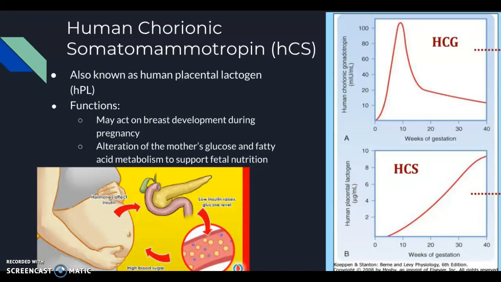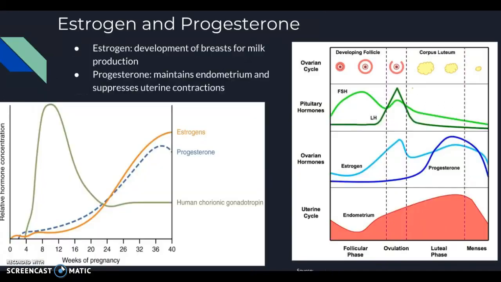The second thing I wanted to note, if you move to the right image, is that like I mentioned on the last slide, HCG is going to rise early on in pregnancy and then taper off. However, HCS is going to continually rise throughout the pregnancy. This is because of its important roles in the development of the fetus and the alteration of nutrition to allow the fetus to continue to develop.